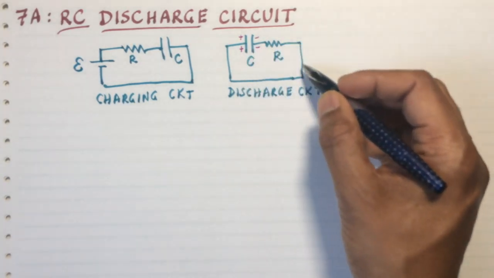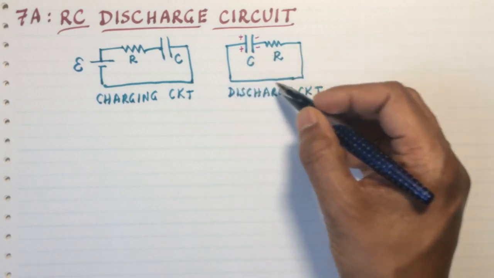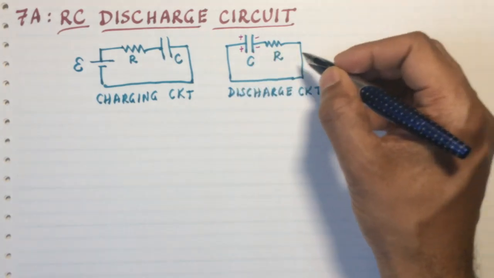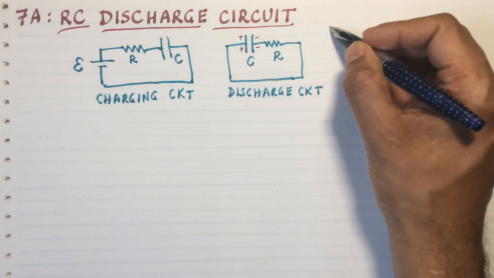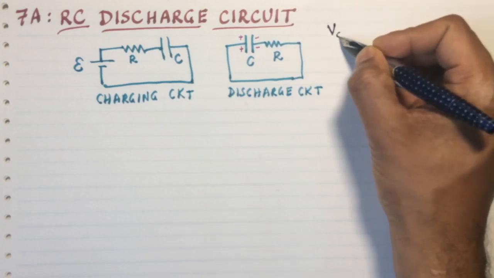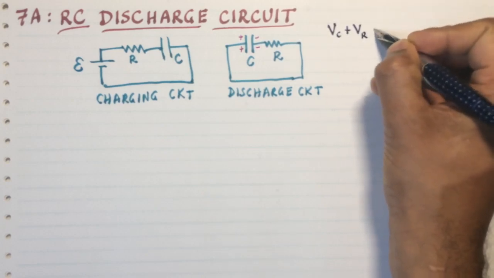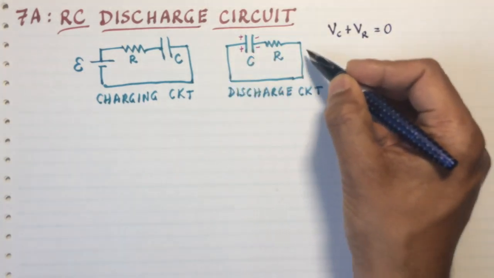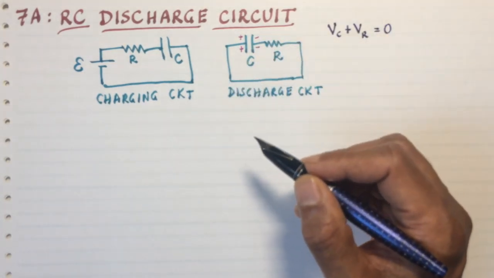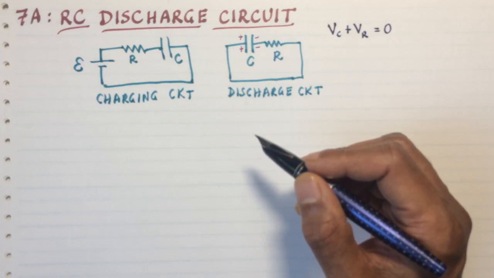So let's go ahead and analyze this. Current is going to flow in this circuit, so we can write by the KVL: the voltage across the capacitor plus the voltage across the resistor must be equal to 0, because KVL says the sum of all the voltages across the circuit must be equal to 0.